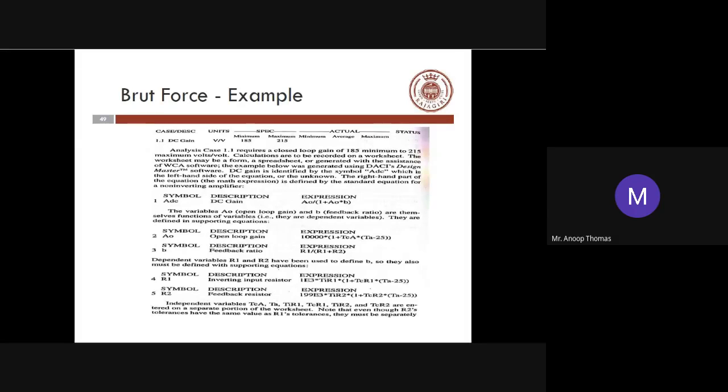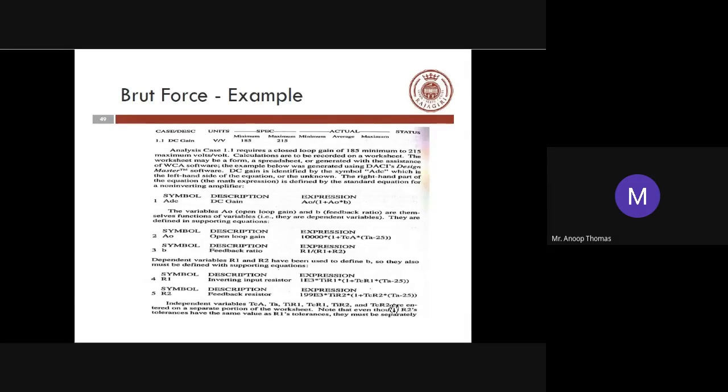The first one, you have your DC gain. Then you have the different variables which are of consideration. ADC, DC gain, A0 is an open loop gain, B is your feedback ratio. So you start with ADC. ADC has an expression given by A0 by 1 plus A0 into B. Now we need to know A0 and B.